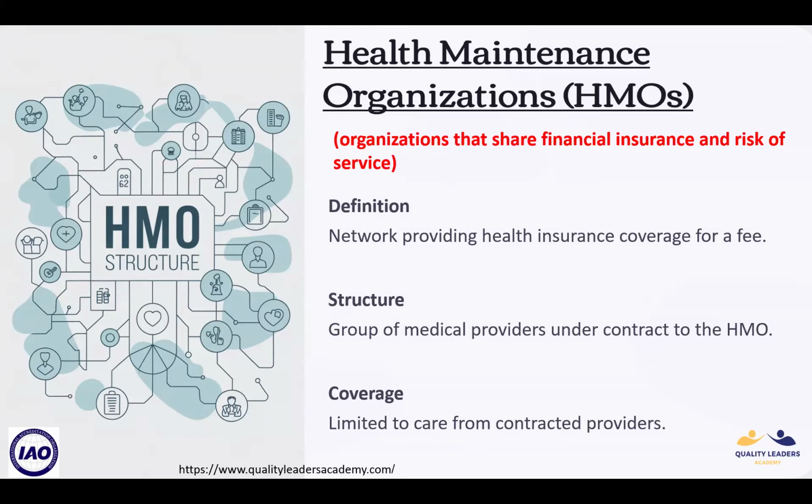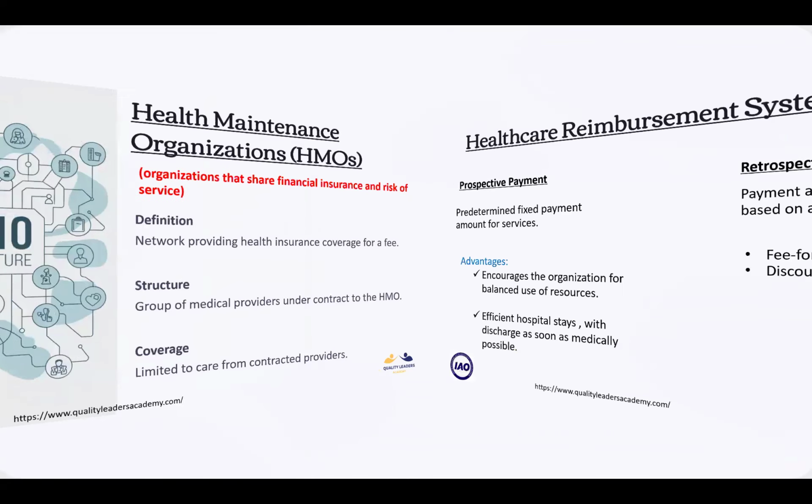This HMO model has both advantages and disadvantages. On the plus side, because the HMO has control over where you get your care, they can ensure the services are provided efficiently and cost effectively. But on the downside, the choice of providers is restricted. You can't take treatment from doctors or providers outside this network unless it's an emergency. So this is one of the downsides as far as a health maintenance organization is concerned.